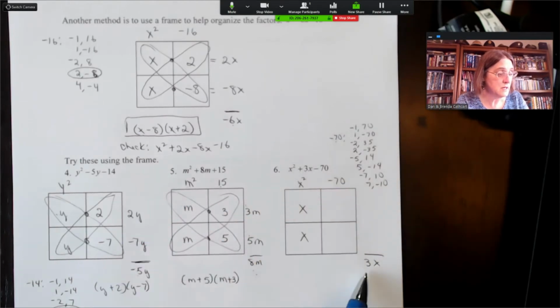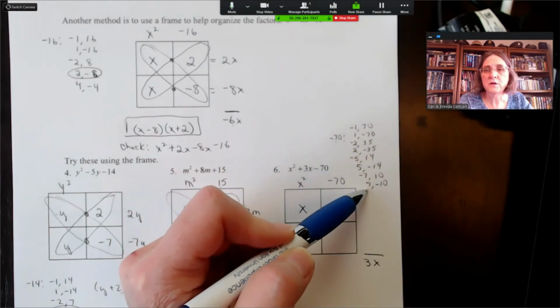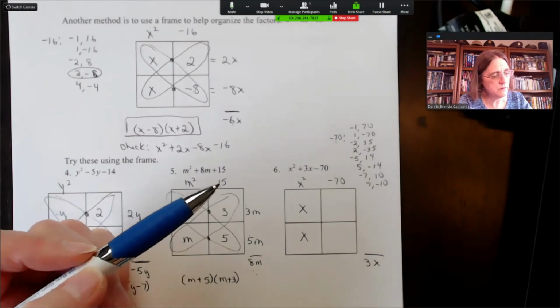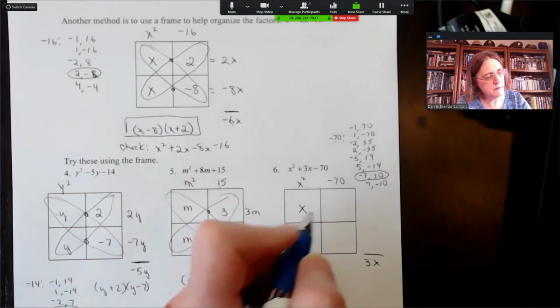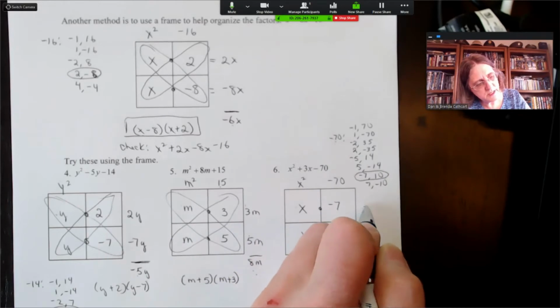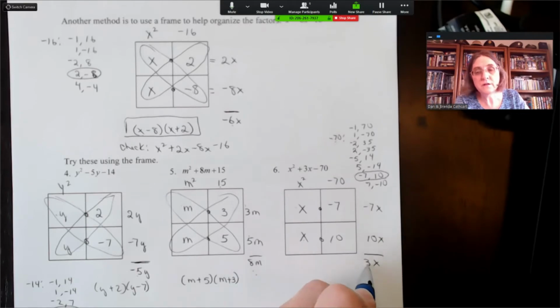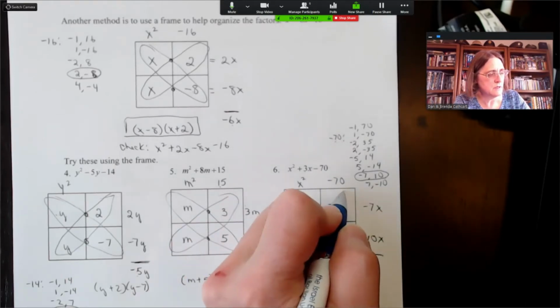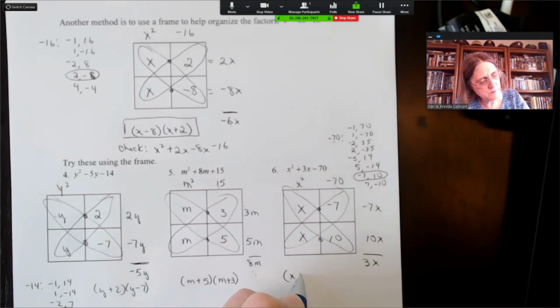Let's see which ones I need to combine to get 3. As I look at all of those, I'm looking at the sums. Which pair adds to 3? Right here, negative 7 and 10 add to 3. So we have negative 7 and 10. Our check: x times negative 7 is negative 7x, and x times 10 is 10x. Those add to give us 3x. So our two binomials are x plus 10 times x minus 7.